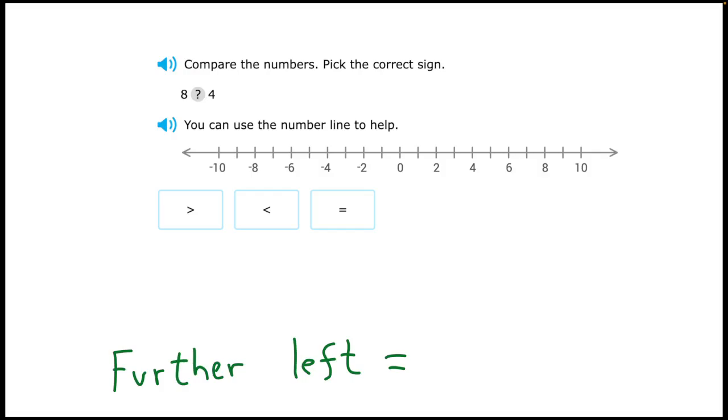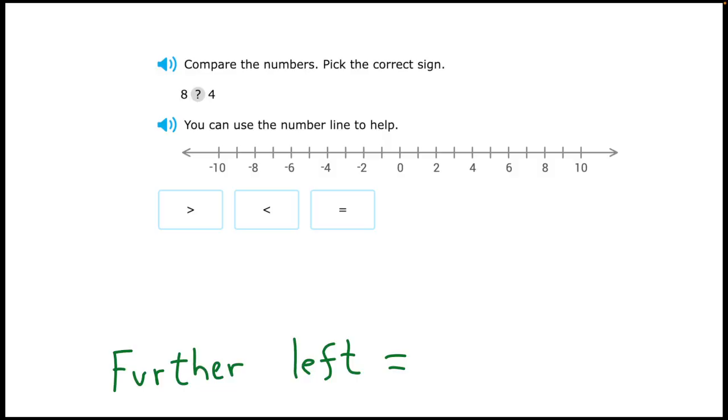Today we're going to be looking at how to compare integers, which is just the fancy math way of saying that we're going to be looking at positive and negative numbers and trying to figure out which one is bigger, which one is smaller. A reminder that this is the short version of this lesson, so we're going to go pretty quickly here through the examples. If you want a more in-depth video lesson, I will link that in the description below.